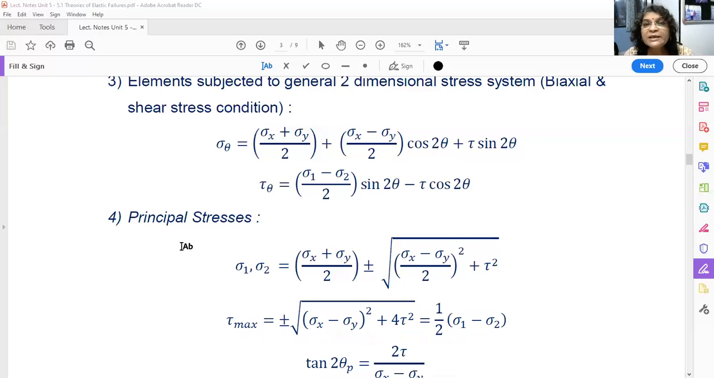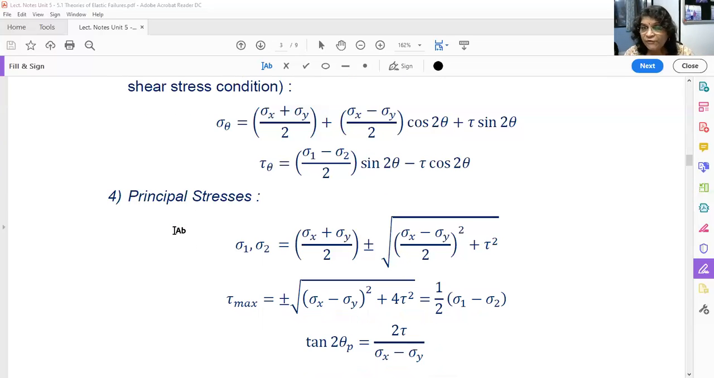Then the fourth case is, what is the formula for principal stresses? How to find out principal stresses? Principal stresses means the stresses acting on that plane on which shear stress is 0. So only normal stress is acting on that plane. That normal stress is known as a principal stress. So principal stress is basically a normal stress. It will be either tensile or compressive. So principal stresses are found out by this formula.